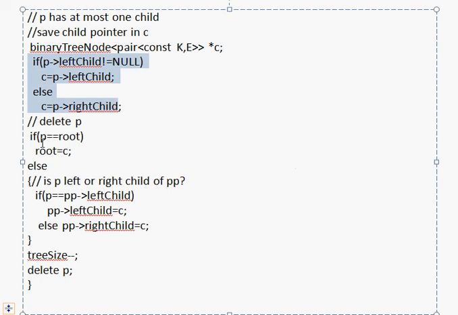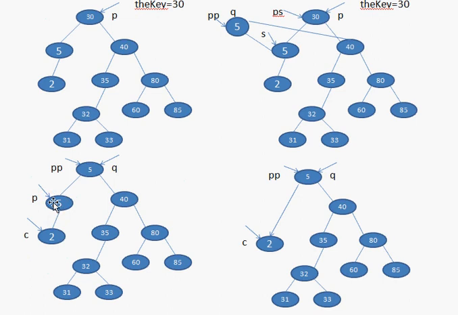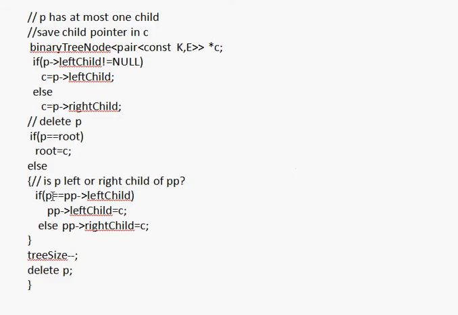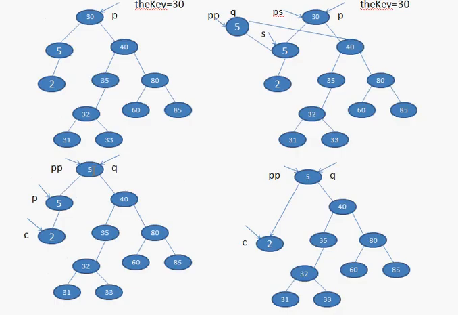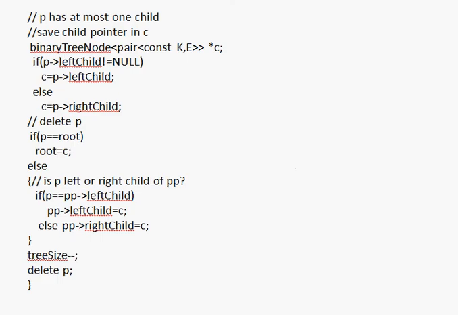Then we check if p is equal to root. Right now p is not the root, it's the child of the root, right? So this will not be executed, and the else condition will be executed, and here we check if p is equal to pp of left child. When you observe this structure, p is pointing here and pp of left child is pointing to the same node, which means this condition is true.